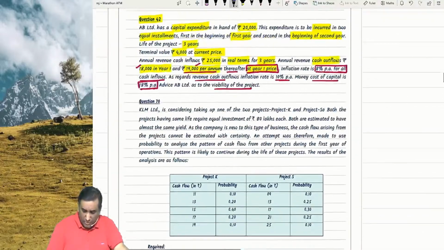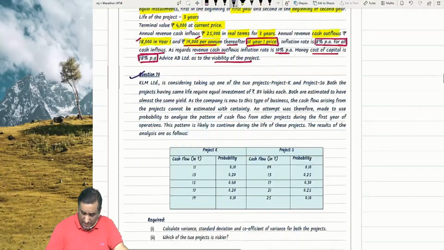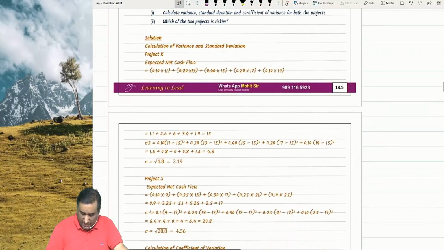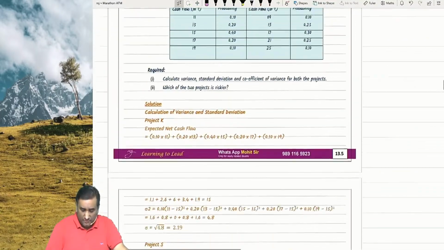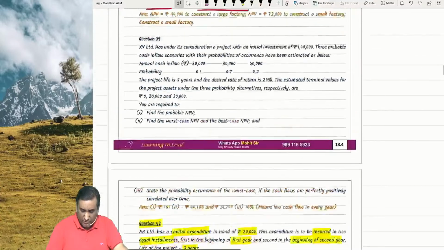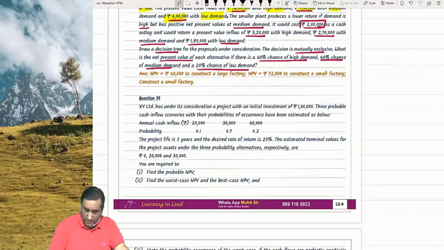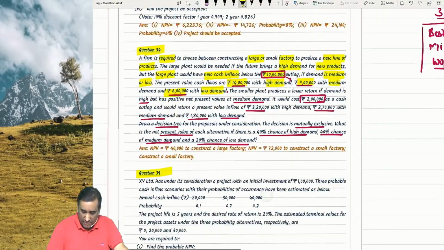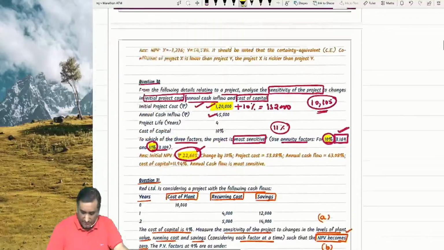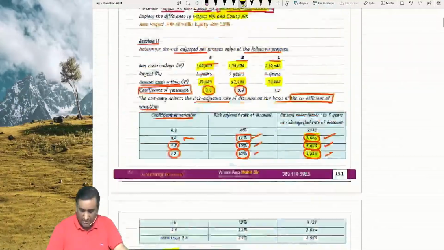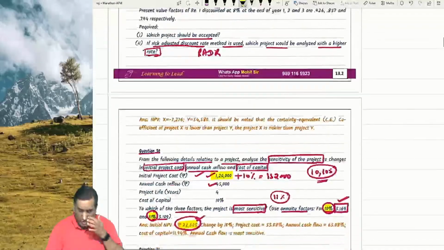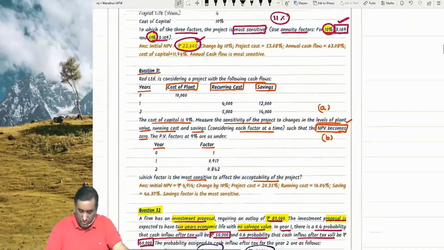Sensitivity we are done. This question you can try as a homework. It's a normal calculation of standard deviation and COV. Yes, so the 70th question you can try. The 39th we have done. Rest is done. Yes, that's it. We have covered different questions also from the notes.